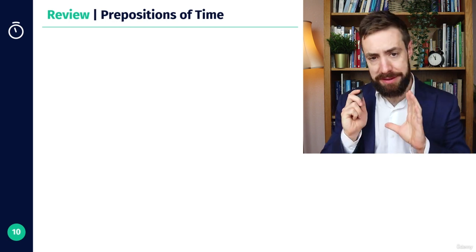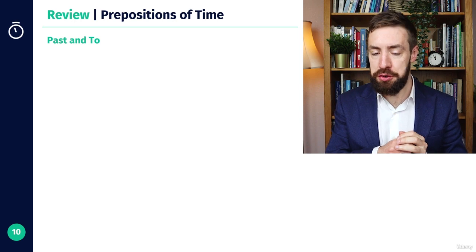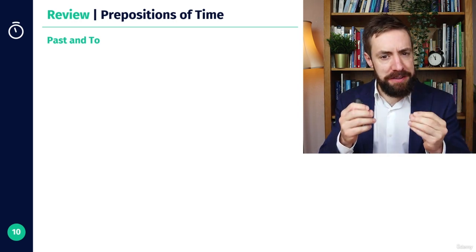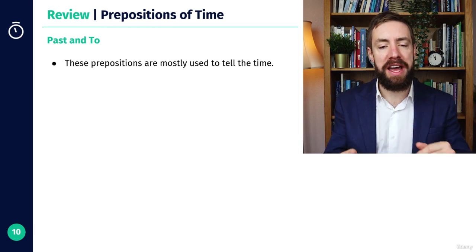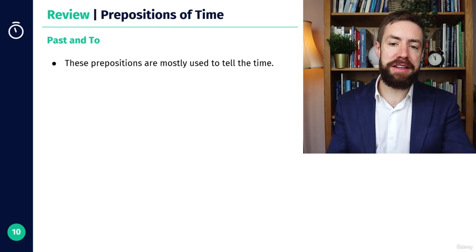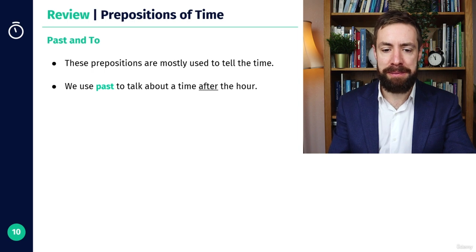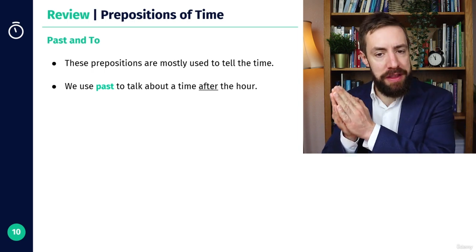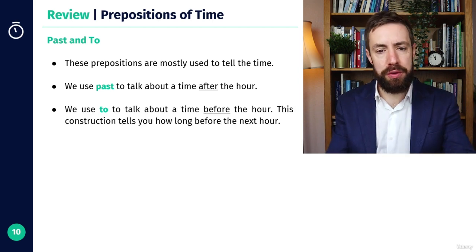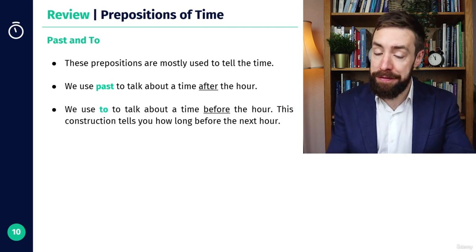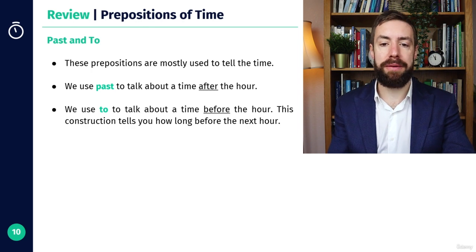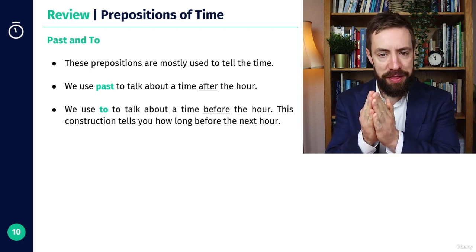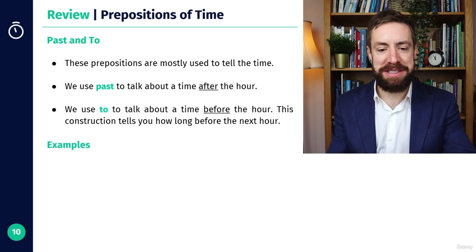And when we're talking about time, we can use 2 prepositions, past and to, to give the specific time if we're saying like, what time is it now? And so these are used for telling the time. We use past to talk about a time after the hour, and we use to talk about a time before we reach the hour. And that tells you how much time is left before the next hour. So let's see some examples.